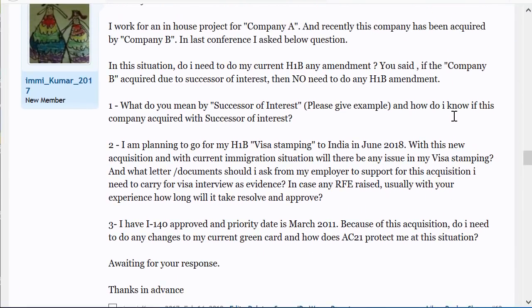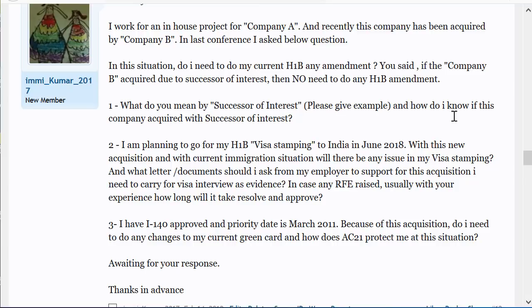This question is about the previous one, successor in interest. Right. Go ahead. Actually, the company has been acquired, and I don't know exactly whether it's successor in interest, but it looks like that. It is a big company, and they are going to take some of the modules, and they also bought some of the modules, and it's going to be like under one roof from now.